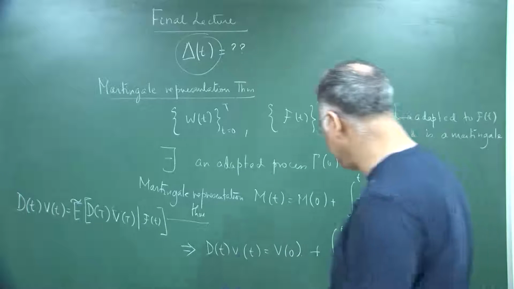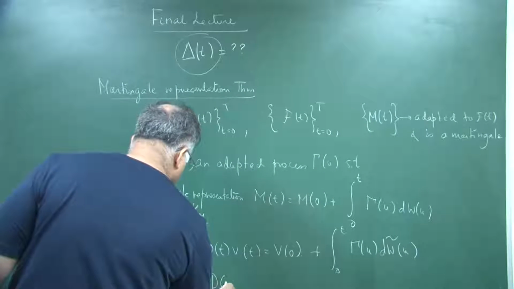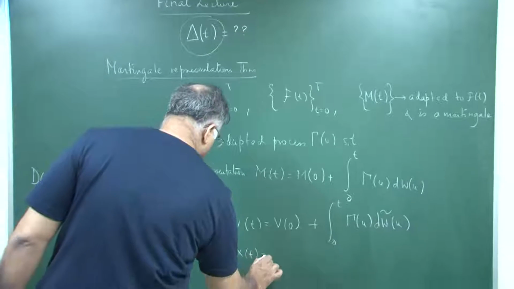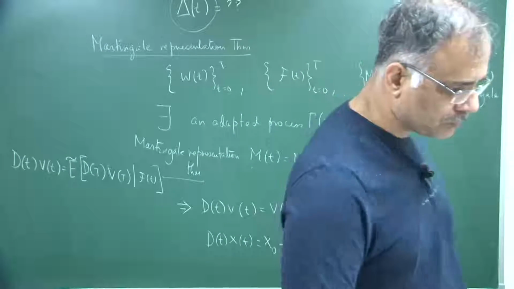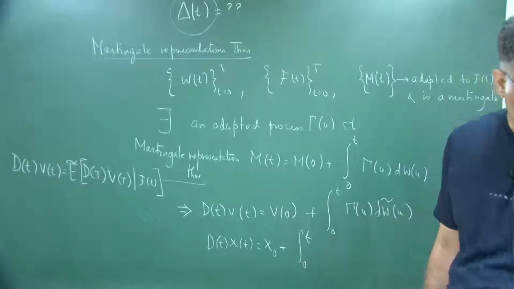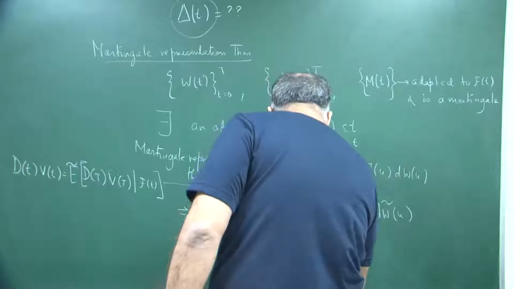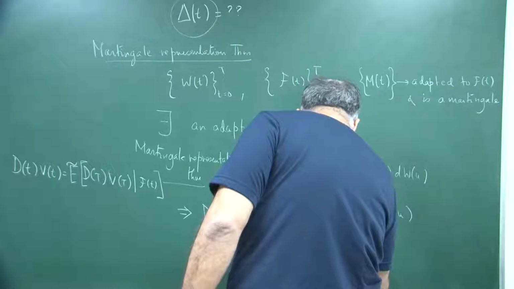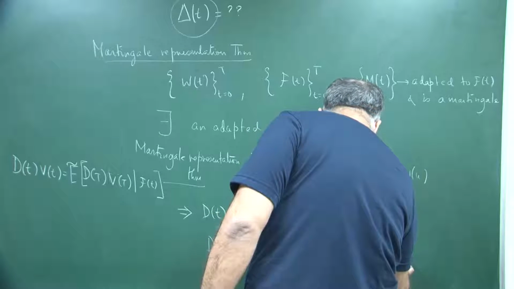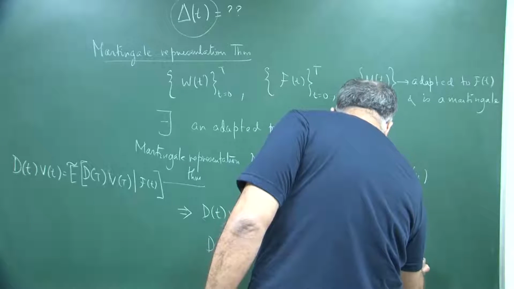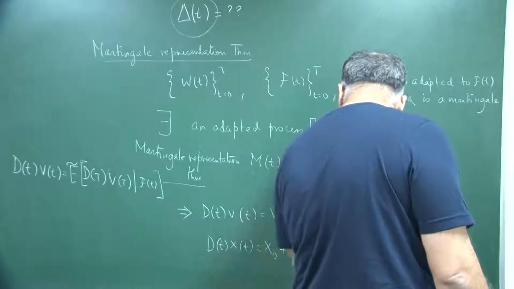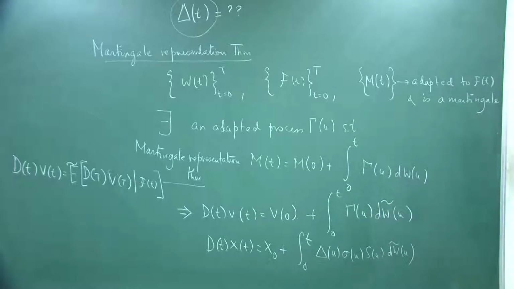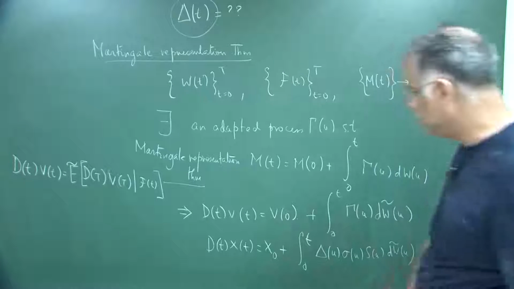Now, we have also seen that d_t x_t, we have also proved it earlier, was x_0 plus the integral from 0 to t of delta u sigma u S_u dW_u. We have proved the fact that this is a Martingale by using the fact that this Ito integral is a Martingale. Sorry, this is x_0.